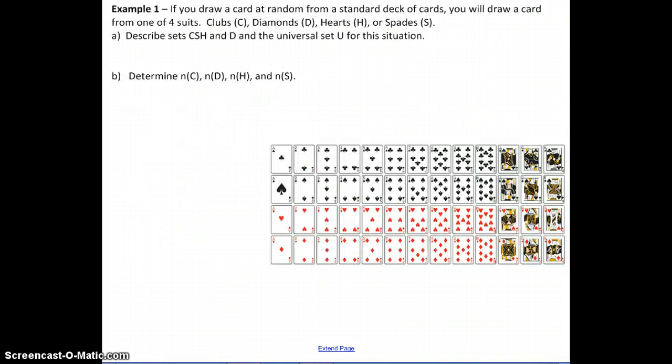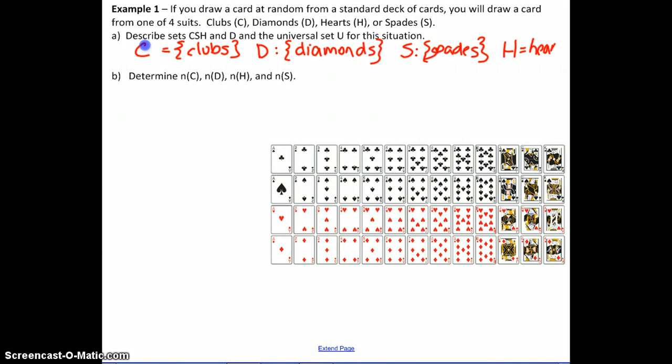Okay, here we have example 1. We're talking about cards. You've got clubs, diamonds, hearts, and spades. Let's describe each set and the universal set. So C is clubs, D is diamonds, S is spades, and H is hearts. How would we describe the universal set? U. And what would that mean? All cards. Good.